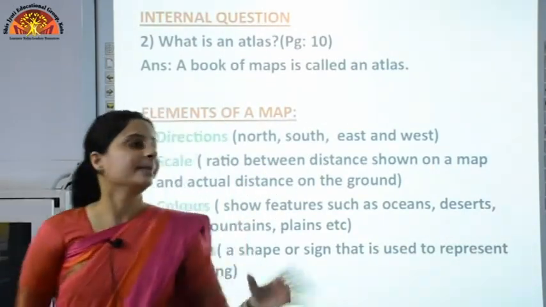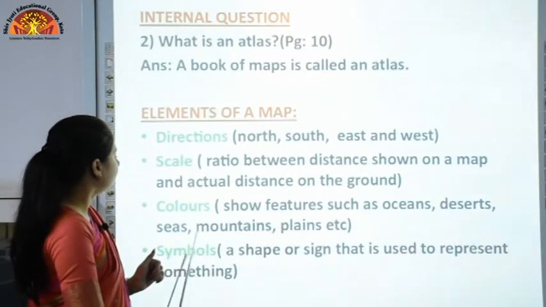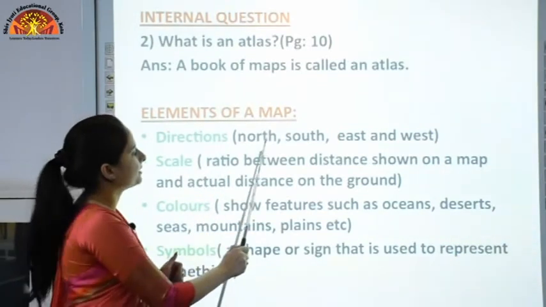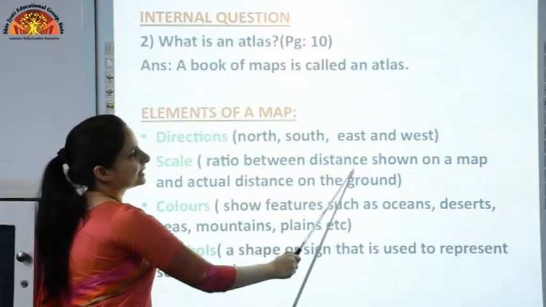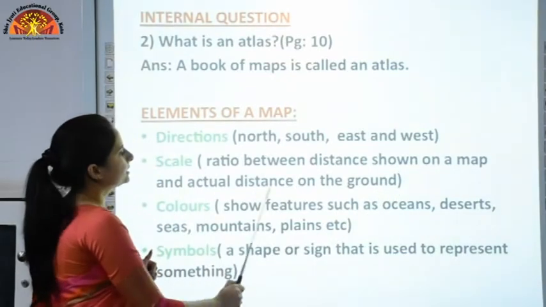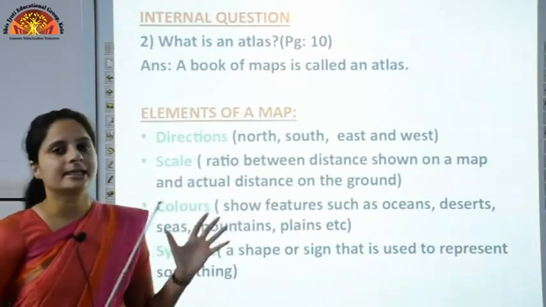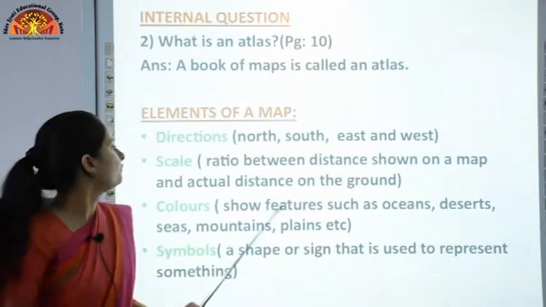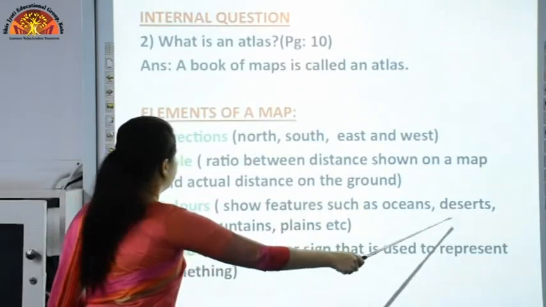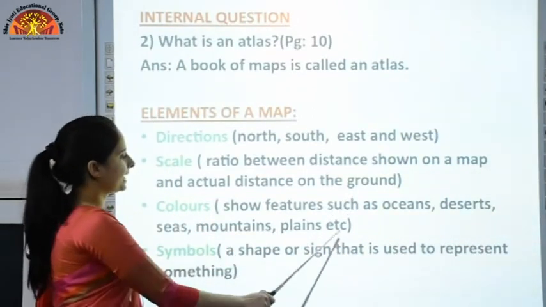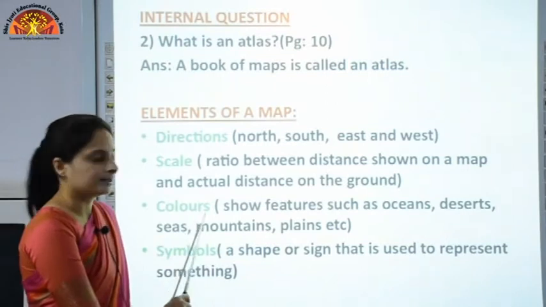Now we use different elements in a map. What are these elements of a map? Directions, scale, colors, symbols. You know that 4 important cardinal directions are north, south, east and west. Scale, ratio between distances shown on a map and actual distance on the ground. You already know that you cannot show the actual distance between 2 places on a map. Therefore, we use a scale in a map. Colors show features such as oceans, deserts, seas, mountains, plains, etc.